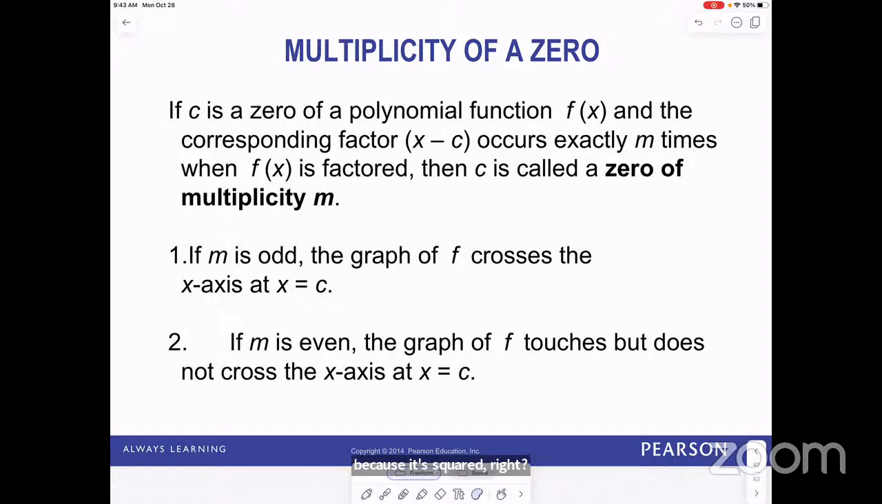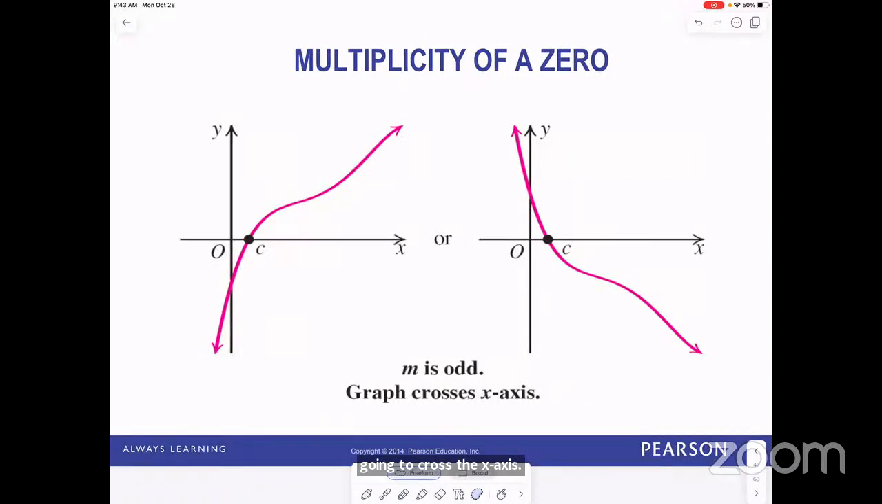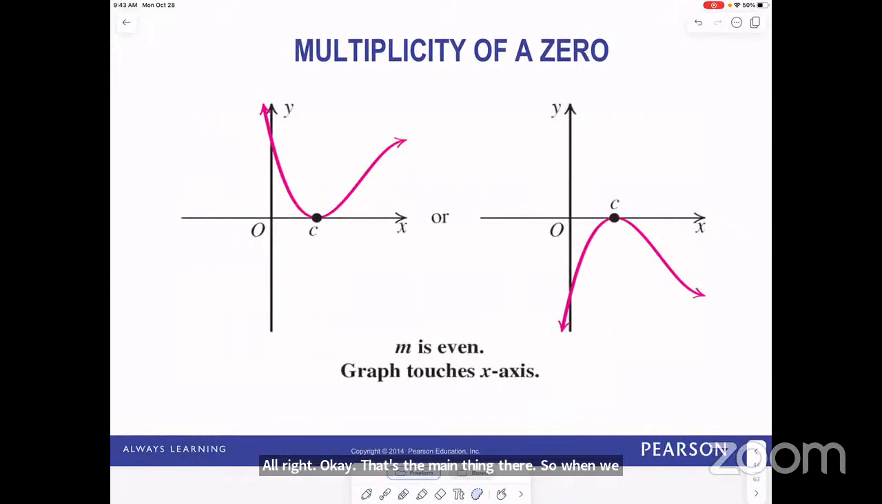Again, I have more details in my recording. But when we have an even multiplicity, that means our graph is going to bounce off the x-axis. When we have an odd multiplicity, then our graph is going to cross the x-axis. That's the main thing there. So when we have an odd multiplicity, it crosses. When we have an even multiplicity, it bounces.